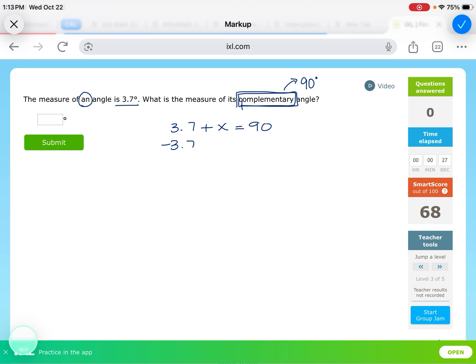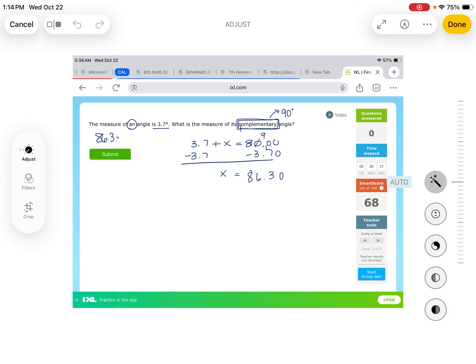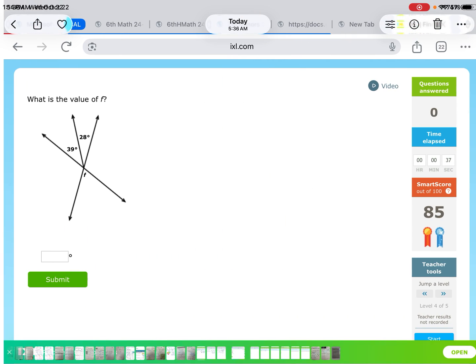So you would take away 3.7. X equals, put your 0 here, or just a 0. So 10 minus 7, that's 3. This becomes a 9, and that becomes an 8. 9 minus 3 is 6, and 8. So my angle is 86.3 degrees. Okay, let's go to the next one and how I want you to write it.